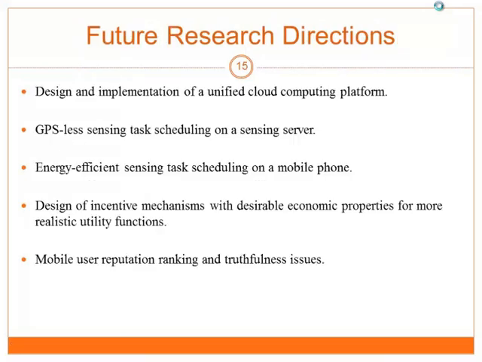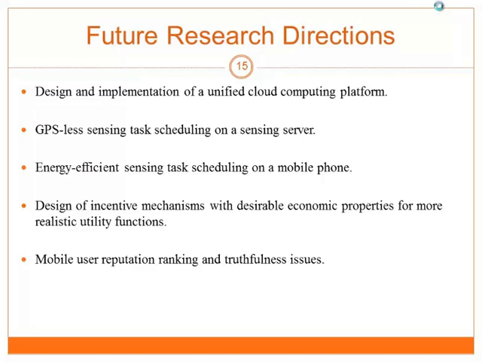So last, I want to point out some future research directions. Obviously, the most important thing is to design and implement such a system. We already did, but of course, you can maybe come up with another type of design and implement it in a more efficient way. Another important issue we are planning to address is what we call GPS-less sensing task scheduling on a sensing server. Everybody knows that GPS is very power hungry. However, most of the sensing applications are location related. So the goal is to not use the GPS, but still guarantee certain accuracy and coverage for mobile phone sensing.